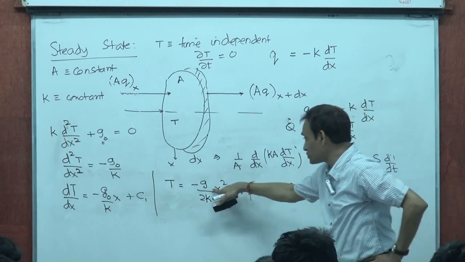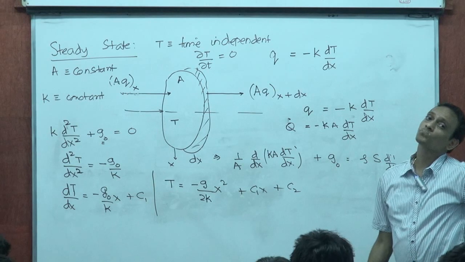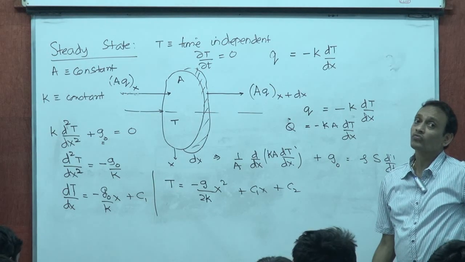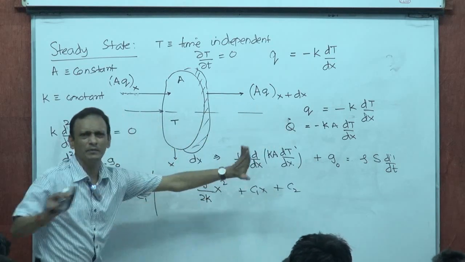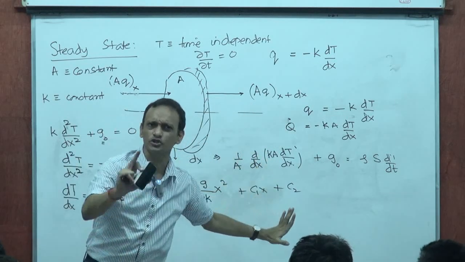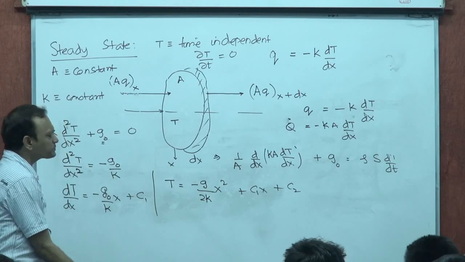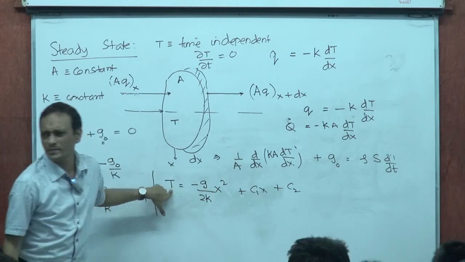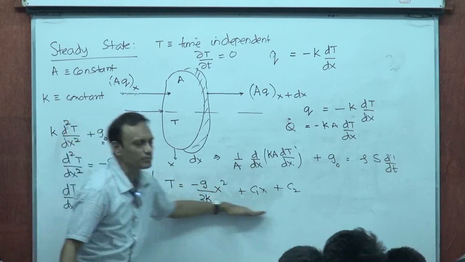It's realized that the coefficient of x squared is negative. Let me be done with that. I'll address that issue in the later part of the class. So this is how temperature varies with x, which is a parabolic variation.